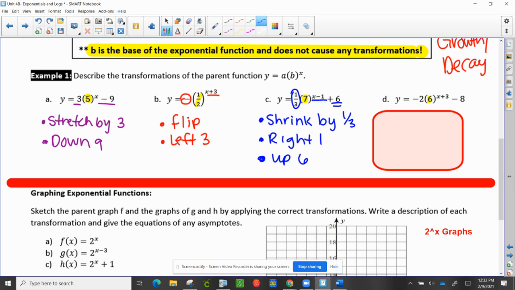I want you guys to do D. This one has a little bit of everything. There's a negative in front, a 2, an x + 3 in the exponent spot, and then a -8. So go ahead and fill in those transformations.